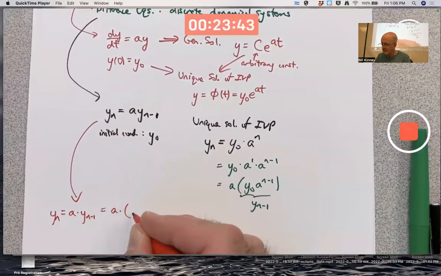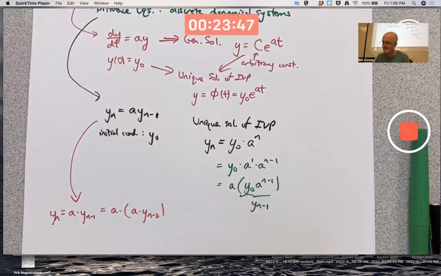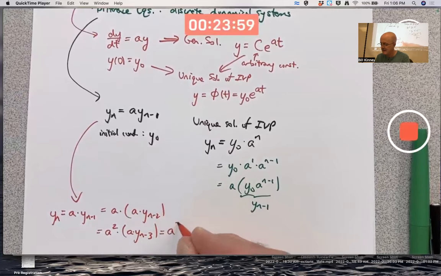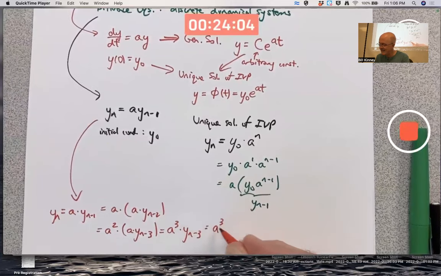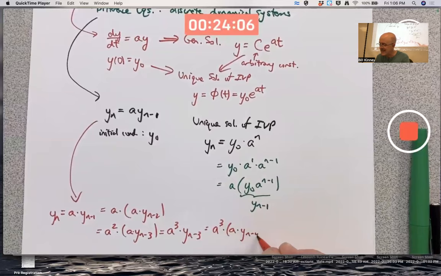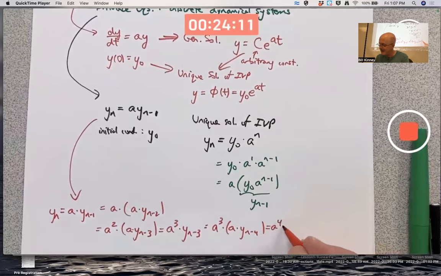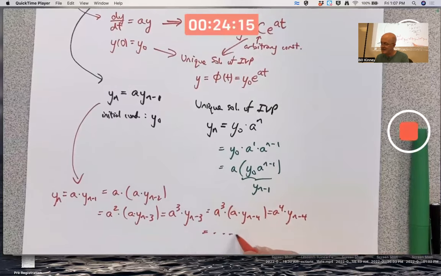But y sub n minus 1 equals a times y sub n minus 2. y sub n minus 2 equals a times y sub n minus 3. y sub n minus 3 equals a times y sub n minus 4. What's n? I don't know. But we see a pattern here. That pattern evidently continues.